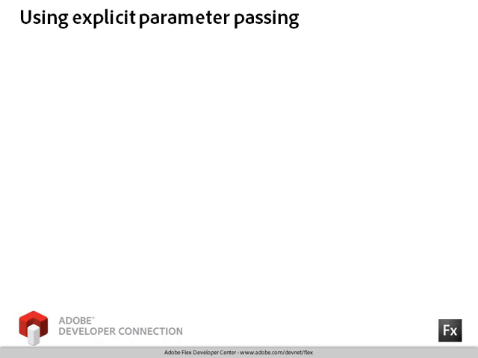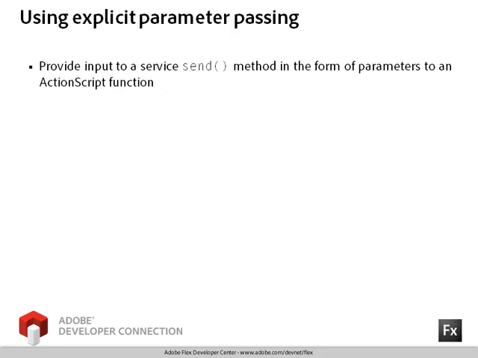The second method for passing data in HTTP service calls is explicit parameter passing. You provide the parameters for the service in the service's send method as you would provide arguments to a function. The downside of this method is that you cannot use automatic Flex data validation, which you will learn about later in this day of training.